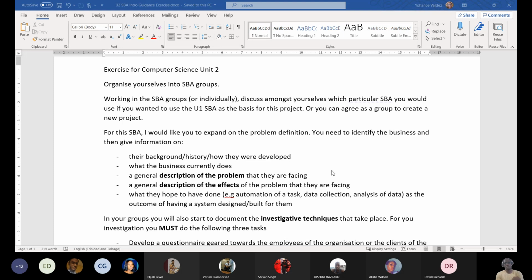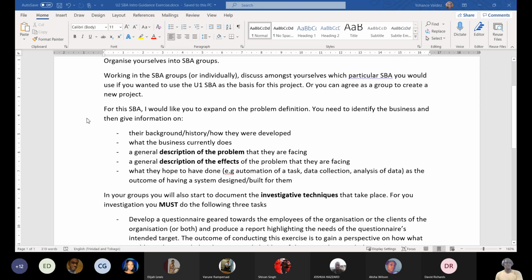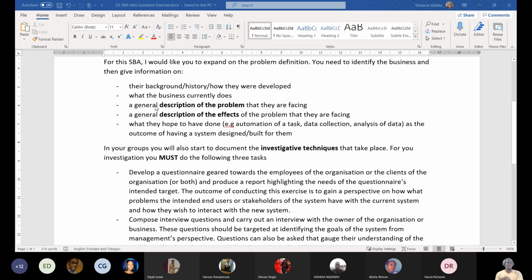So why is it that these people find themselves affected by this particular problem, and what they hope to have done. So what they're hoping could be done to essentially alleviate the issue.